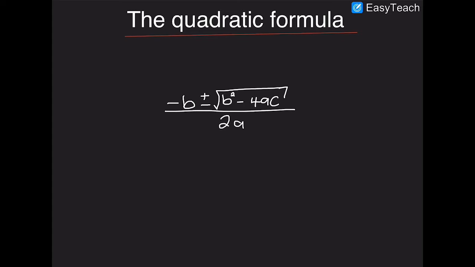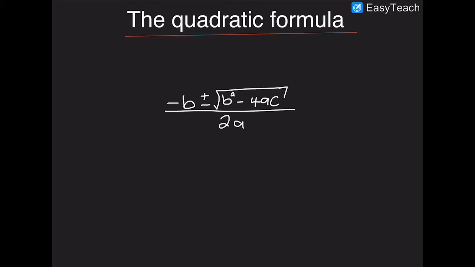It's pretty easy to use. The only thing that I would say about this formula is that it's easy to make a mistake. It's easy to drop a sign, to drop a negative sign, to drop a positive sign. There's a lot of steps to it, but it is really easy to do once you get the hang of it.